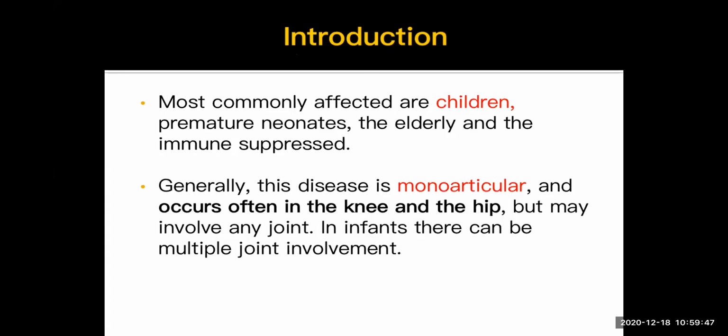Now, generally, septic arthritis is a monoarticular type of problem. Means a single joint is involved, monoarticular, and occurs often in the knee and the hip joint. But it may involve any joint. More common are the knee and hip joint. In infants, there can be multiple joint involvement as a feature of septicemia.